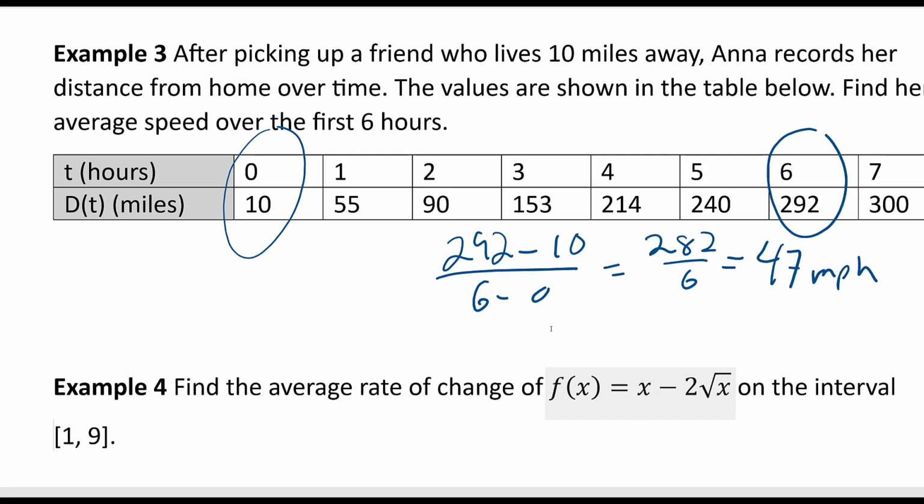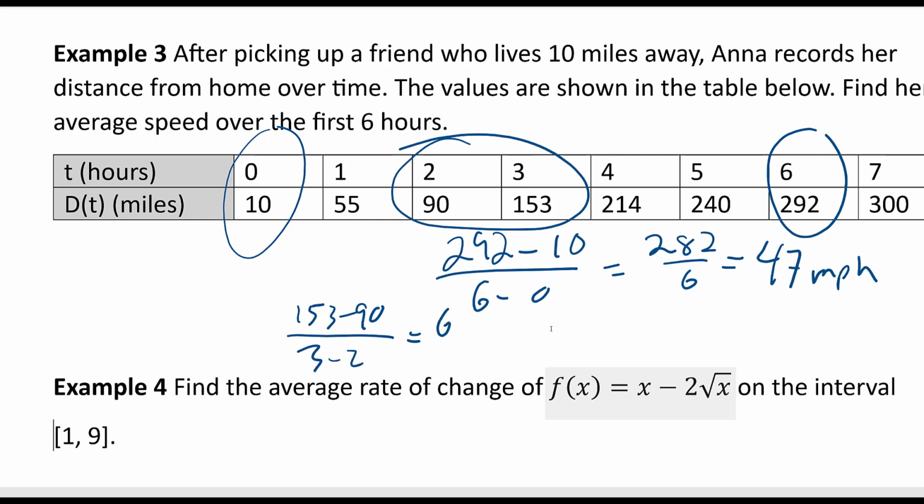Okay. What is a little interesting here, just a side note: from hour 2 to hour 3, that's 153 minus 90 over 3 minus 2, so we get 63 over 1. This is 63 miles per hour. So just a kind of a way to consider how it's not a constant speed. She was going faster and then going slower. So it averaged at 47.